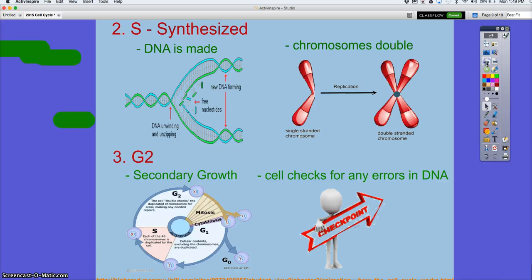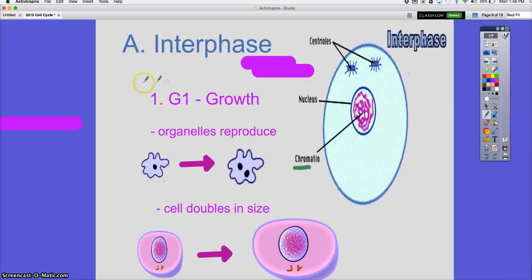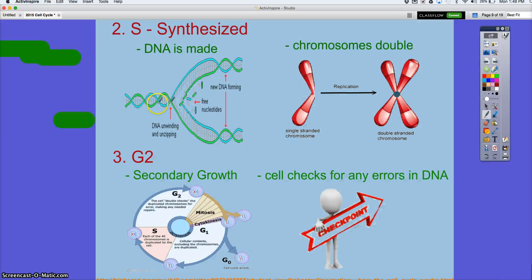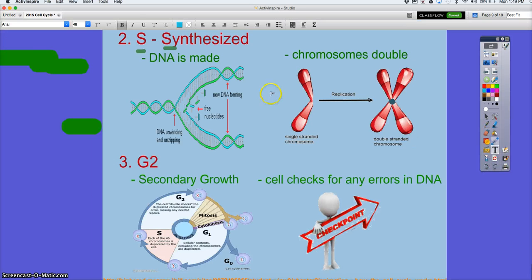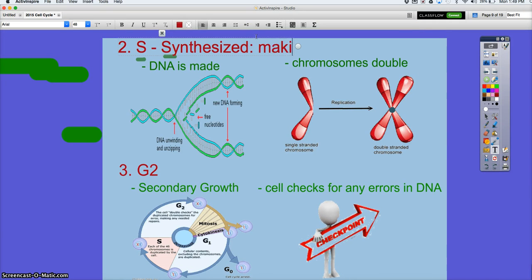And to go back and underline, because I didn't do that, G is for growth, yes? S is for synthesis. And what does synthesis mean? Come together, what else? Making of, okay? You gotta know that. Yes? This is in human cells, right?